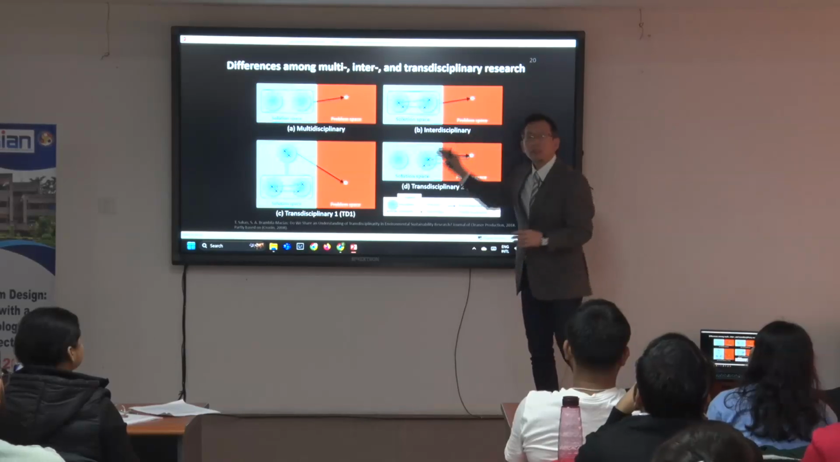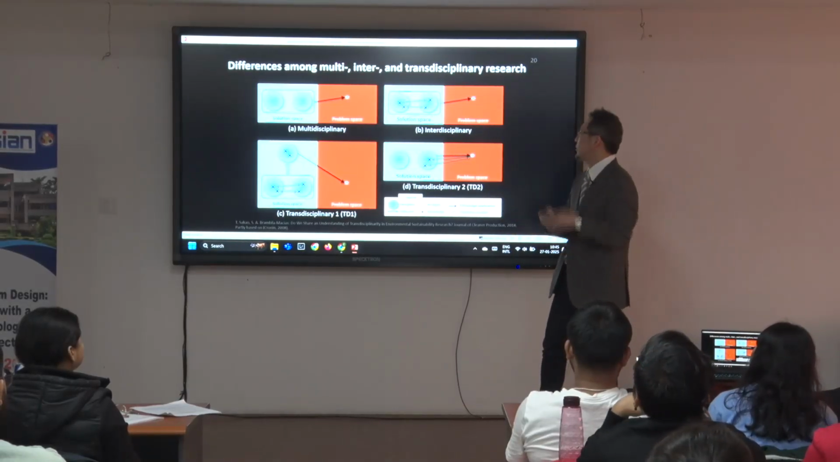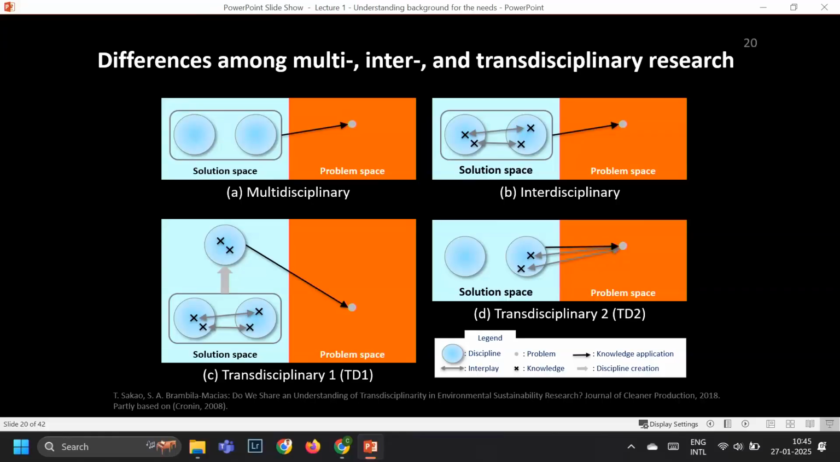But when it comes to interdisciplinary research or research and innovation, in addition to what happens with multidisciplinary research, the interaction between different disciplines happens. You will hear examples in later slides. So these interactions create an opportunity to solve the problem better. Okay, so that's the difference.